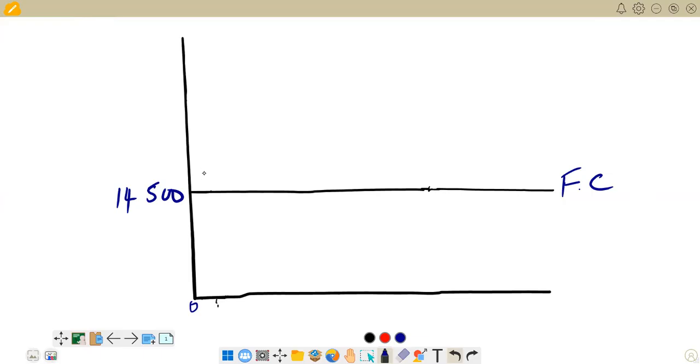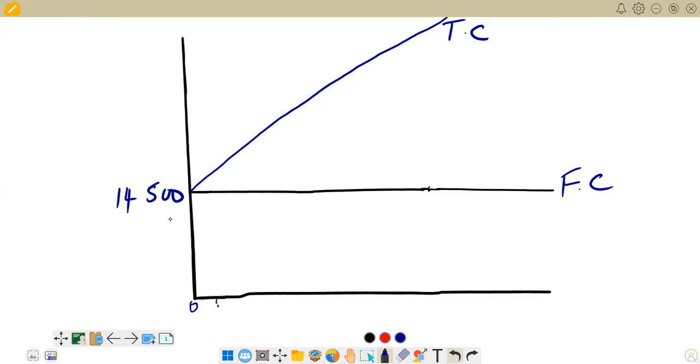So we are going to draw the figure for total costs starting from here, going up. So this is the curve that we have for total costs. This is our total cost curve. So what it means, the variable component is going to be the vertical distance that we have between the fixed cost curve and the total cost curve.